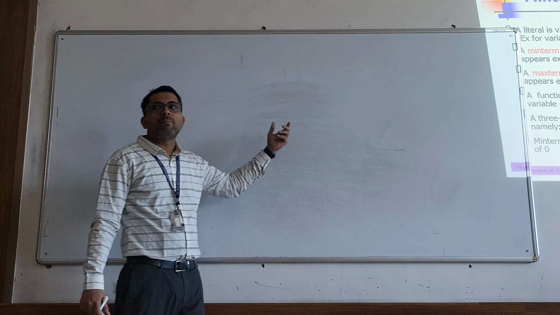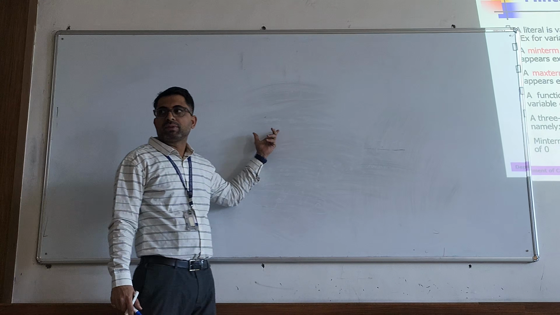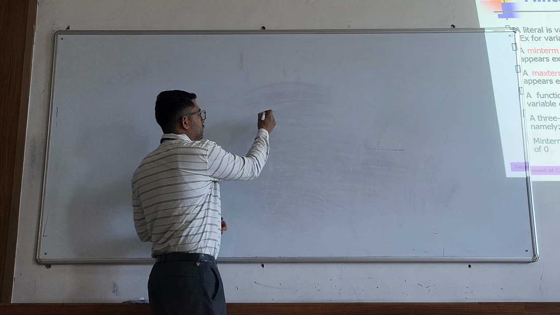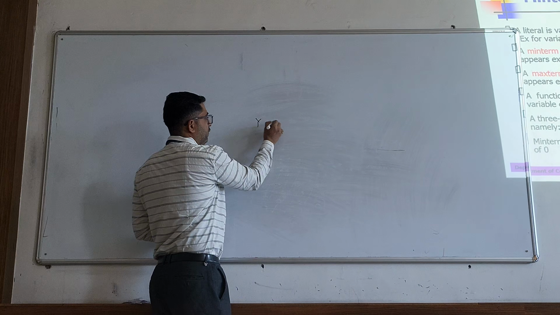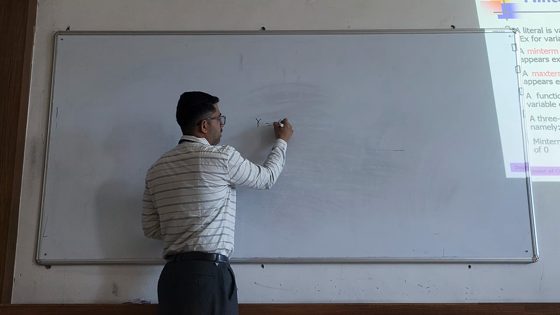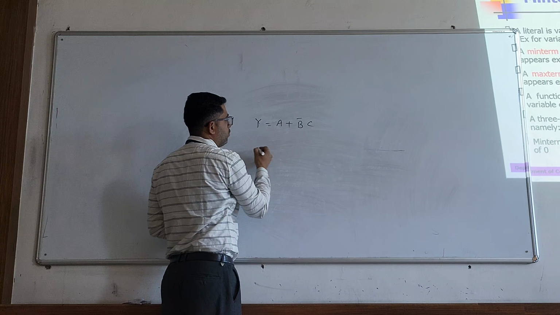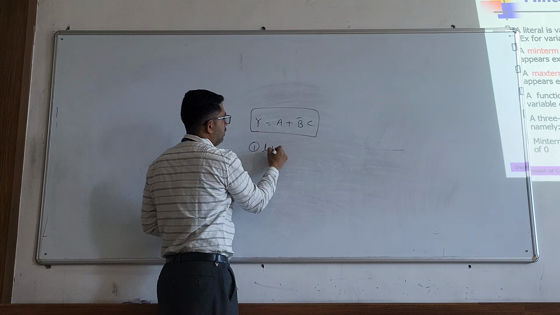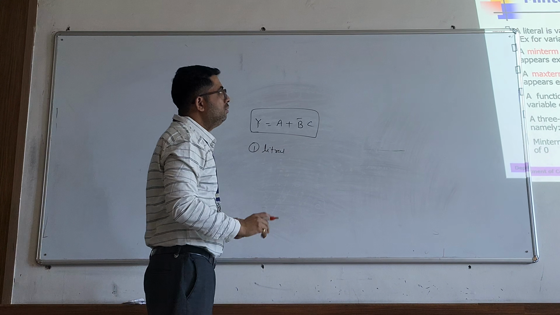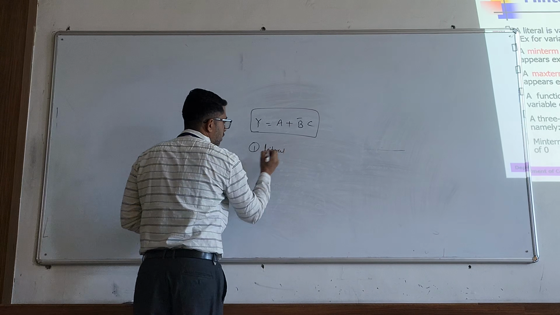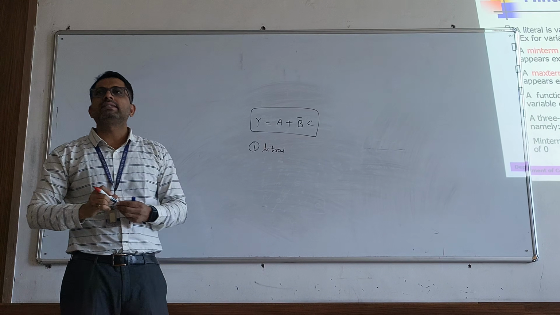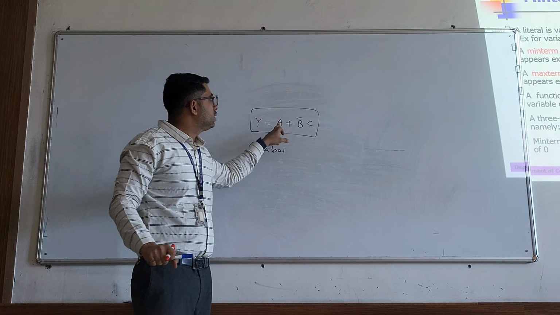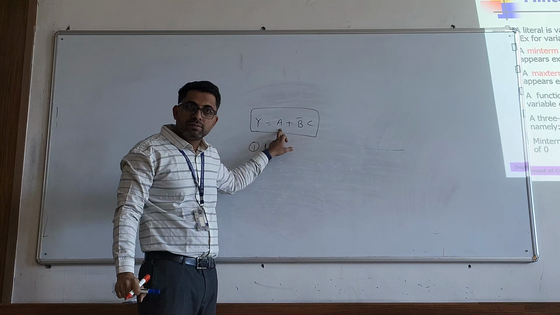And what is the max term from the given equation. Got it? For example, if you have this equation, before telling the definition of min term and max term, I'll tell you one more definition, which is called a literal. What is literal? Literal means the variable. A is literal.